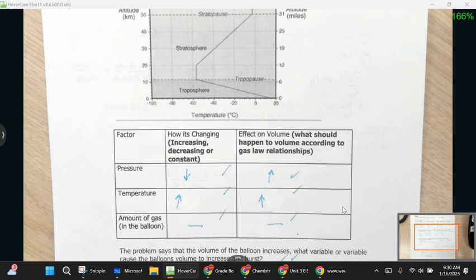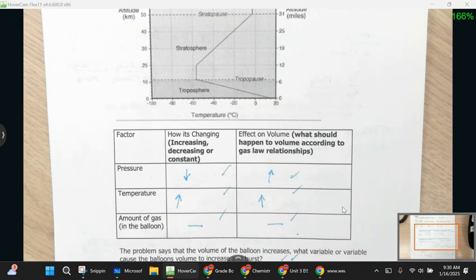Again, the particles hitting the outside of the balloon will generate what? Which of these 4 things? Pressure, temperature, or amount of gas? Pressure. If fewer particles are hitting on the outside of the balloon, what does that mean for pressure? Really? So when fewer particles hit on the outside of the balloon, the pressure is going up? It's going down. Fewer bombardment. Pressure is going down. Temperature is going up.